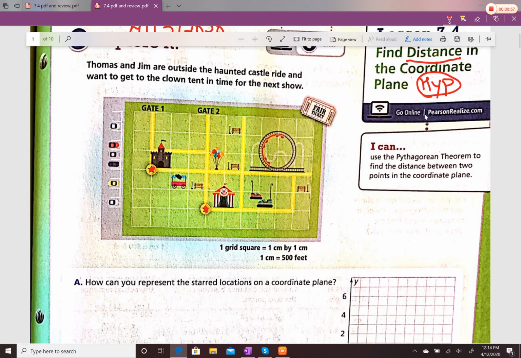One more thing to note when you're finding the distance is each square grid is 1 by 1. So this is 1 and even this is 1. Second thing, 1 centimeter is equal to 500 feet. So if you cross from here to here, that means the distance is 500 feet. That is something you need to know when you're looking at the grid.